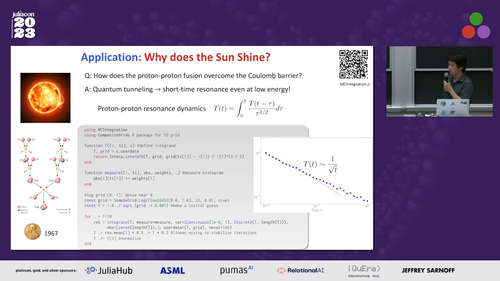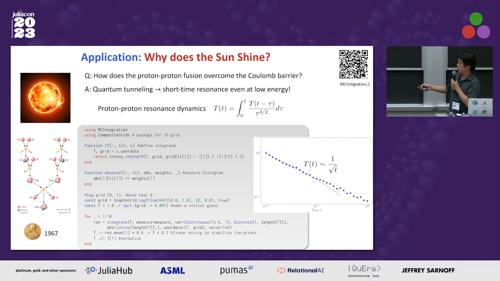And then you can use our package to solve this problem. The thing you need to do is you start with the initial guess of the T matrix and use the package to calculate this integrand in both parameters tau and T. And then you measure the histogram of this integrand as a function of T. And this histogram gives you the next iteration of the T matrix. And then you just run this iteration again and again.